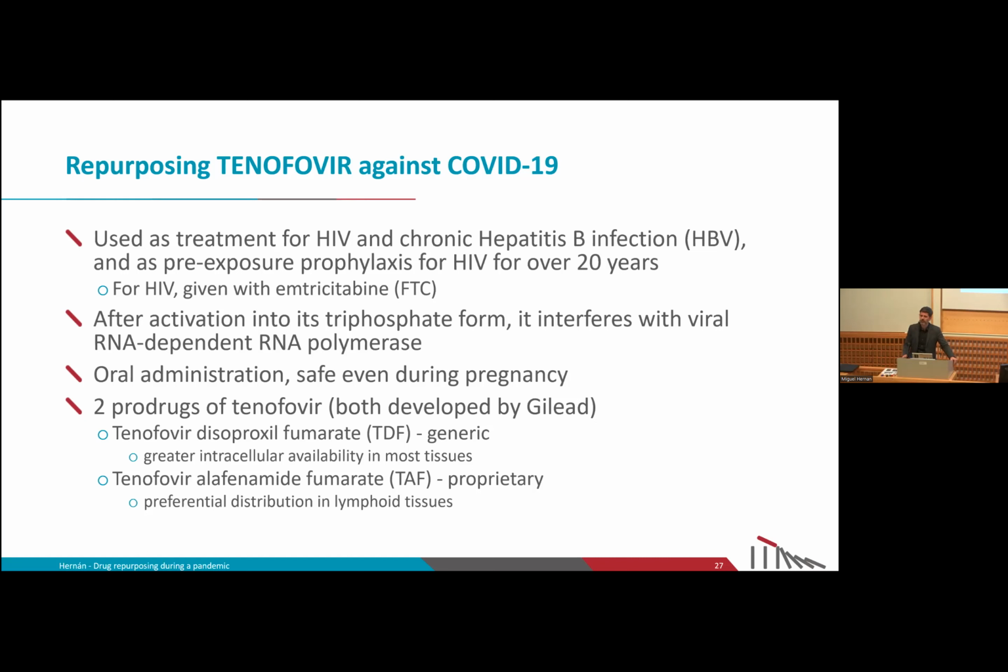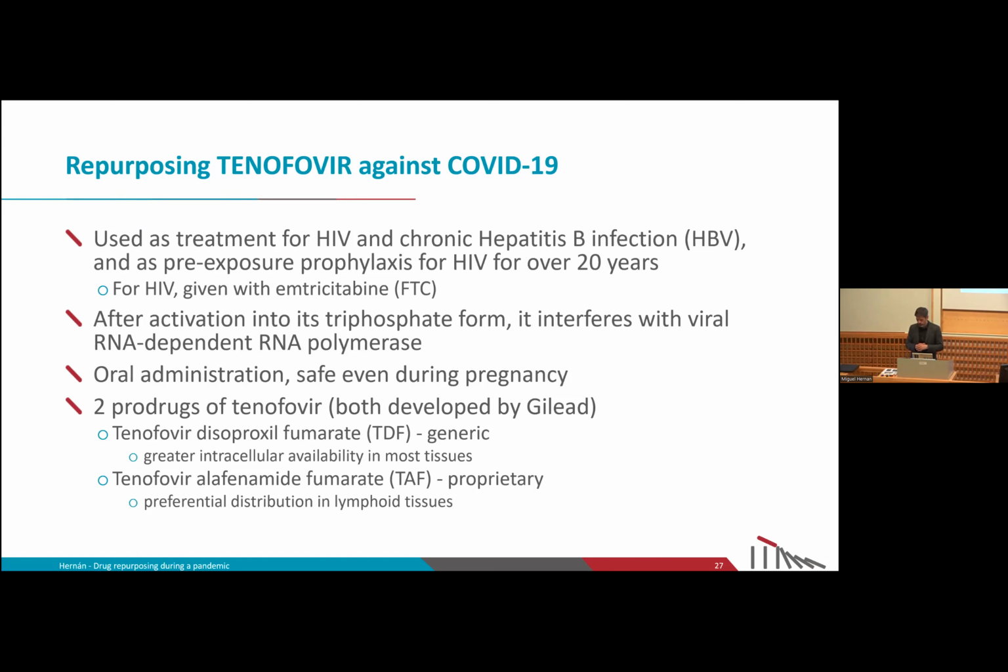It's only if you are taking it for very, very long periods of time, in a very small percentage of patients, they can have some renal disorder that quickly reverts after stopping the drug. It also interferes with the viral RNA polymerase. And there are 2 forms of tenofovir, both developed by Gilead too.